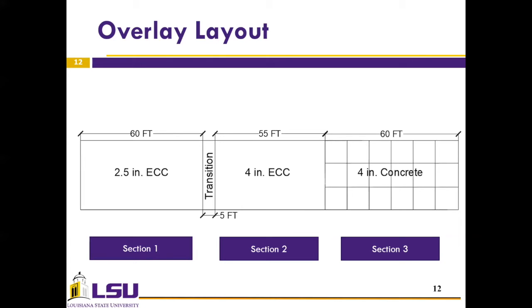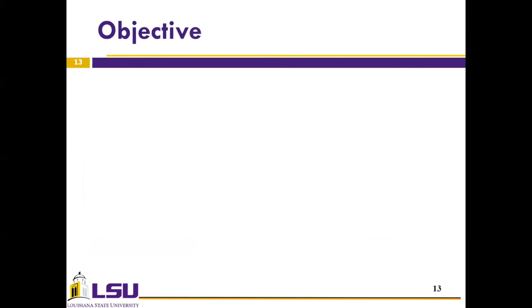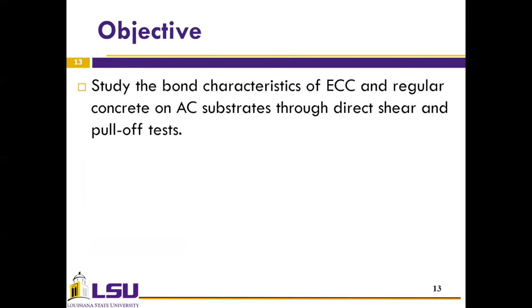It's relevant to say that the ECC sections are completely jointless, while the concrete section has 4 feet by 4 feet joints. These sections will be tested in the future under accelerated loading to see which material performs better. As for the objectives of the present study, we want to investigate the bond characteristics of ECC and regular concrete on AC substrates through direct shear and pull-off tests.